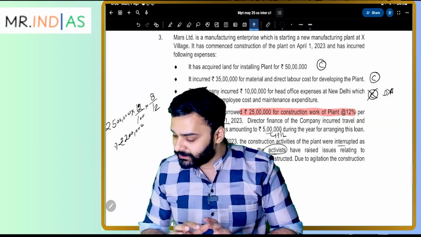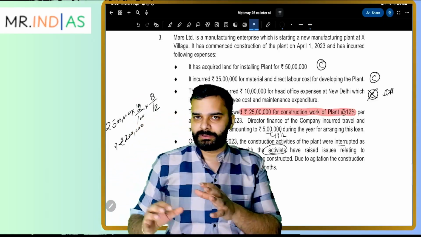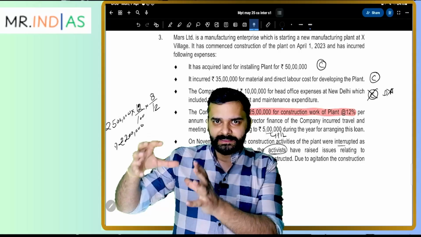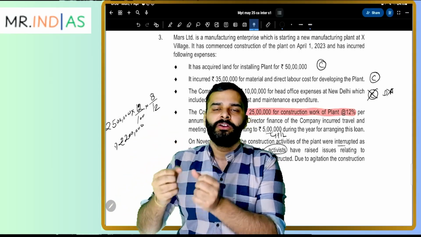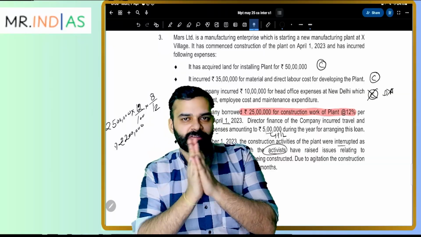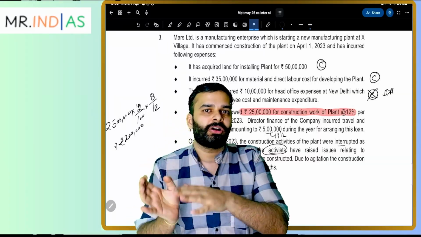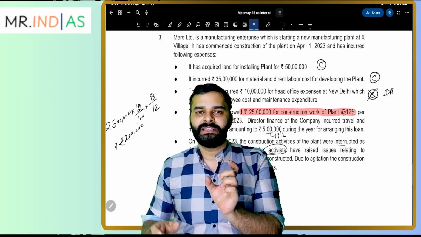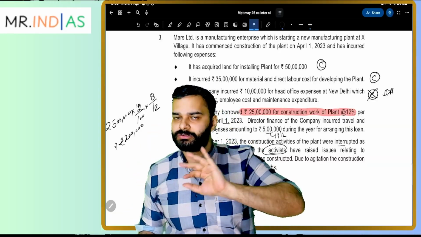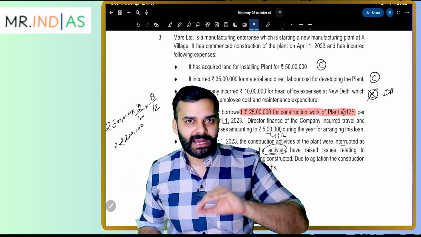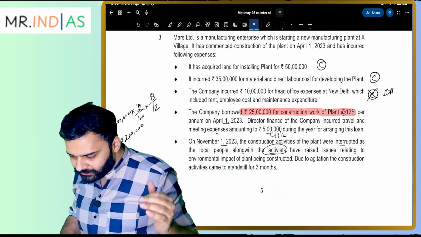But on the other hand, the strike of the labor force is not required for the development of the plant, right? So this is a suspension of borrowing cost for capitalization, and you will not capitalize the borrowing cost pertaining to that period, whether specific or general, or any borrowing cost, for that suspended period for the construction of the plant.